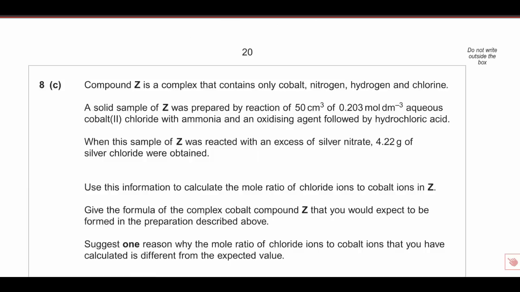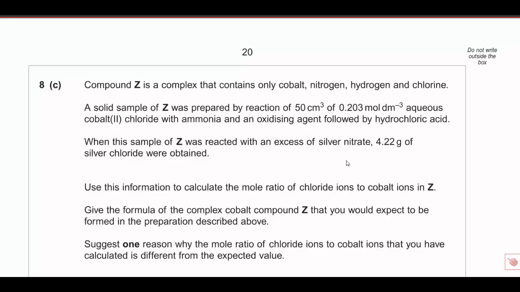Right, final question. This might be one of the hardest questions I think I've ever come across at A2, well, A-level generally, I guess. It's not that it's necessarily difficult, but if you're not thinking about the right thing, it just all goes completely wrong. So basically, there's a lot of words. Compound Z is a complex that contains only cobalt, nitrogen, hydrogen, and chlorine. A solid sample of Z was prepared by reaction of some cobalt chloride with ammonia and an oxidizing agent followed by hydrochloric acid. When this sample of Z was reacted with an excess of silver nitrate, 4.22 grams of silver chloride were obtained. Okay.